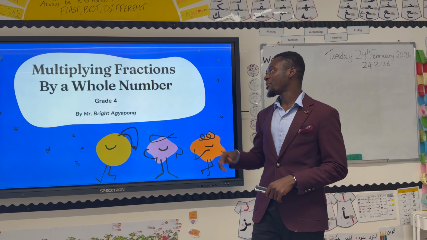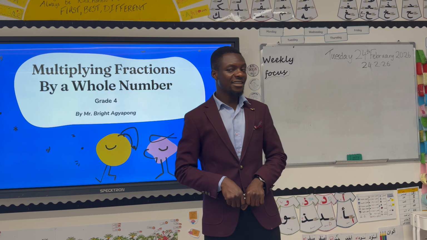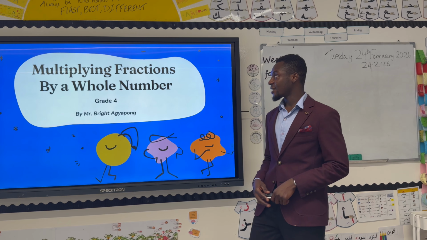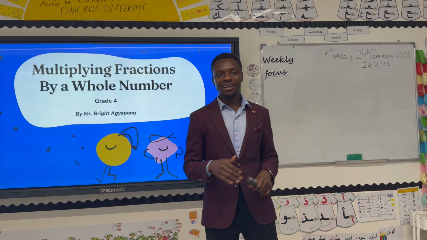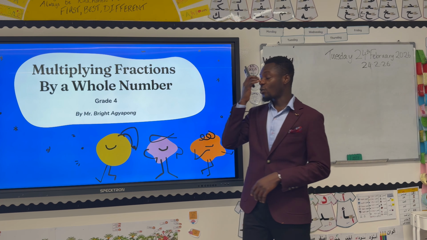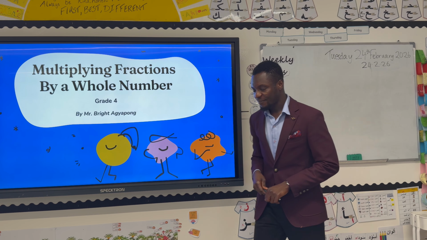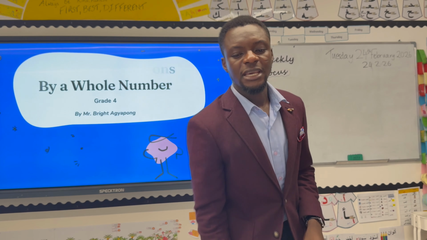Bright. Today we are multiplying fractions by whole number. Quite an interesting topic, isn't it? We have three key terms in this topic: multiplication, fraction, and whole numbers. And I believe we have an idea about what these are. Good. Now let's do a think pair share.